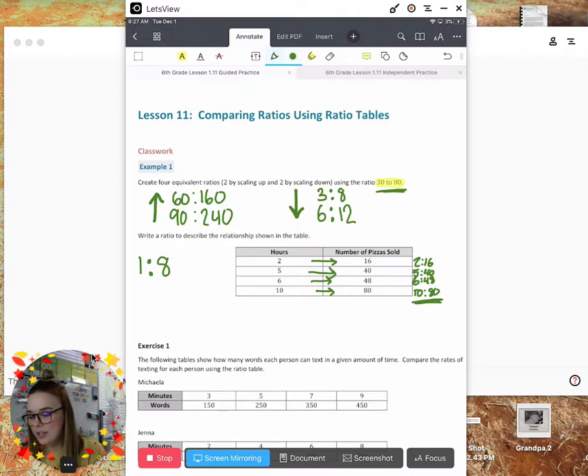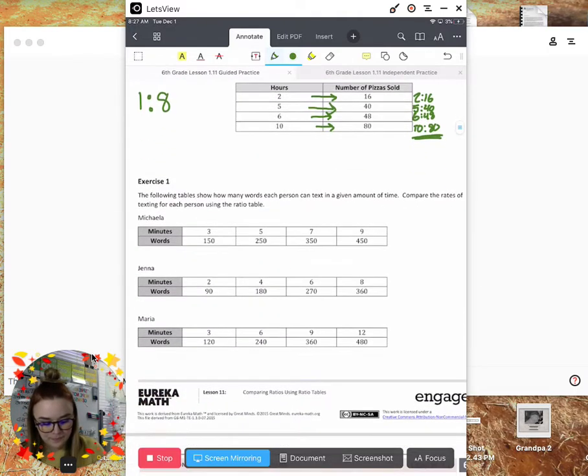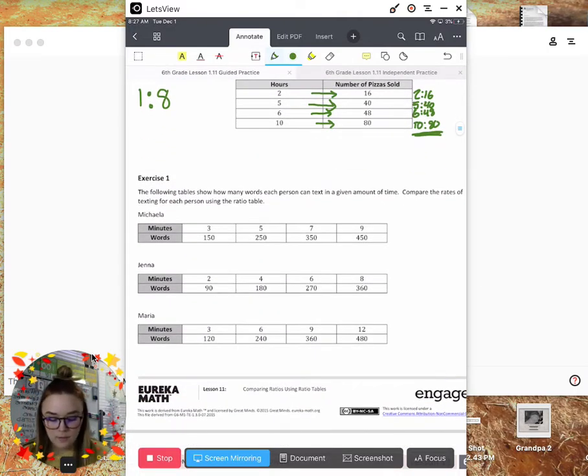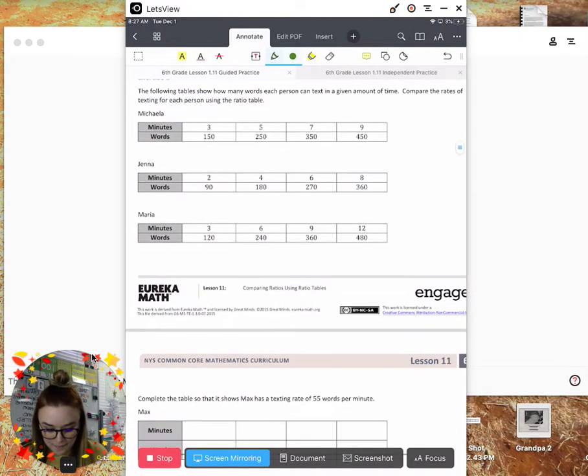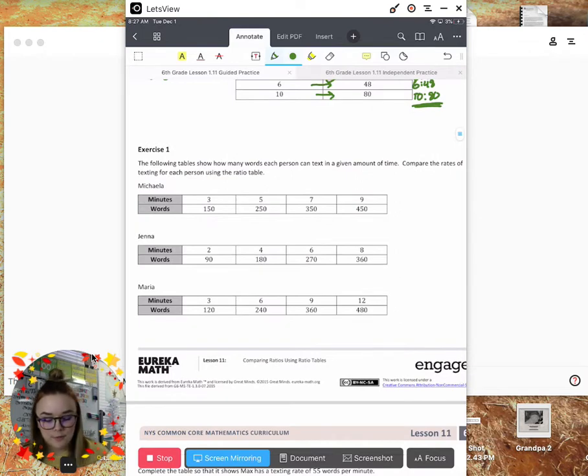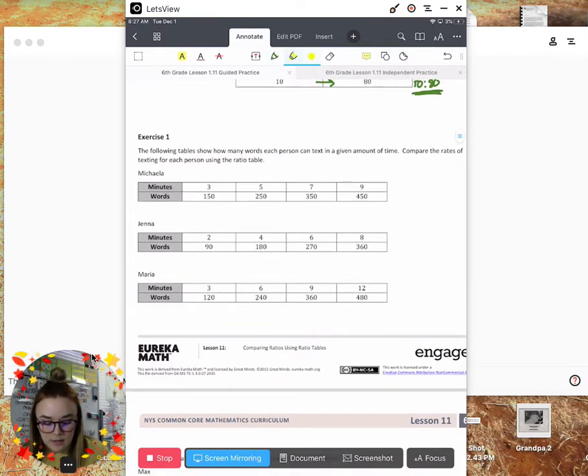Alrighty, let's take a look at exercise 1. So we're going to use the following tables for Michaela, Jenna, and Maria. And these ratio tables are going to tell us how many words each person can text in a certain amount of time. And we're going to compare these numbers.